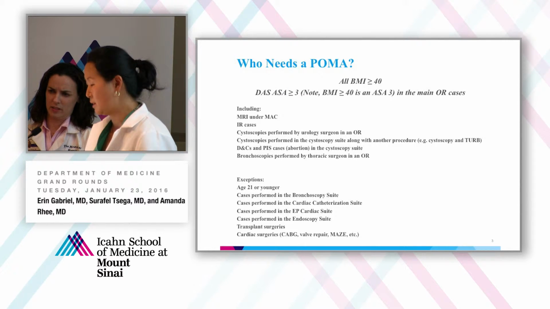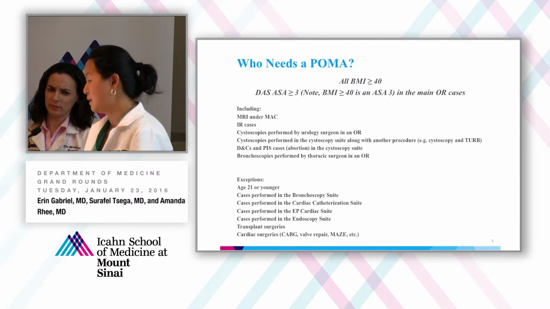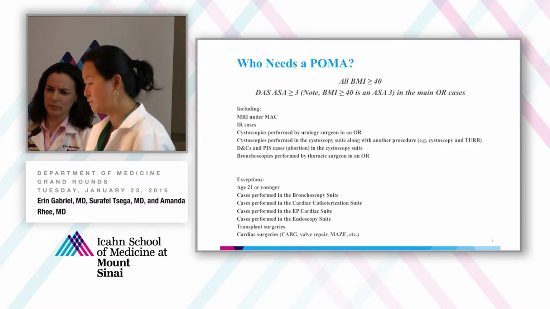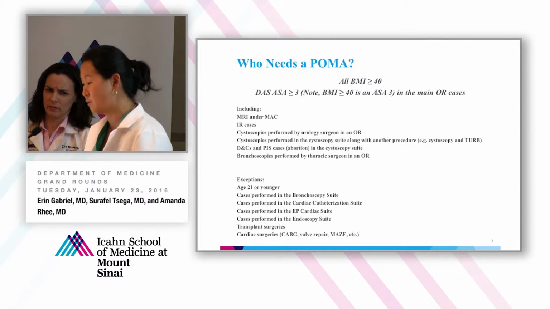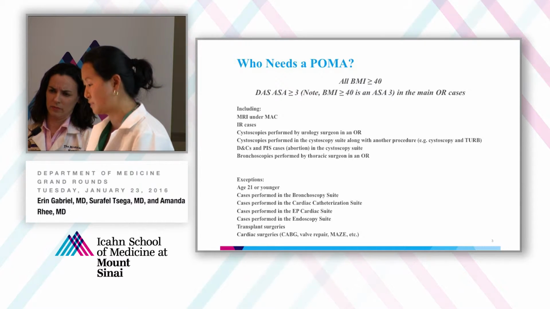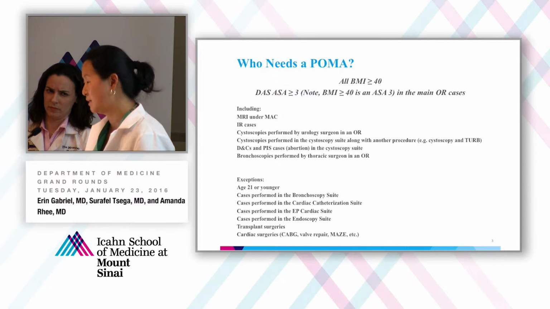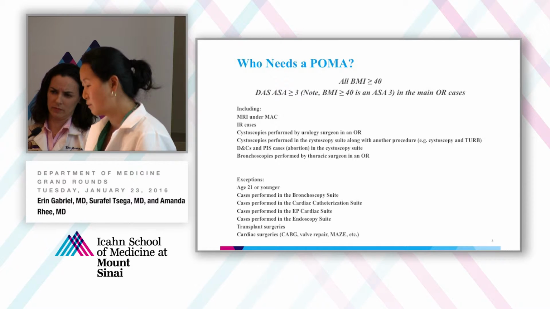These are just some nitty-gritty rules that have come along with it. These are for folks in the main OR. But we have looped in MRI under MAC, IR cases. Cystoscopies is a common question because previously they were not included, but they are. D&Cs and PAS cases are included. Bronchoscopies in the operating room are, again, basically anything in the main OR, as well as MRI and IR, because Rob Lickstein was very enthusiastic about this.